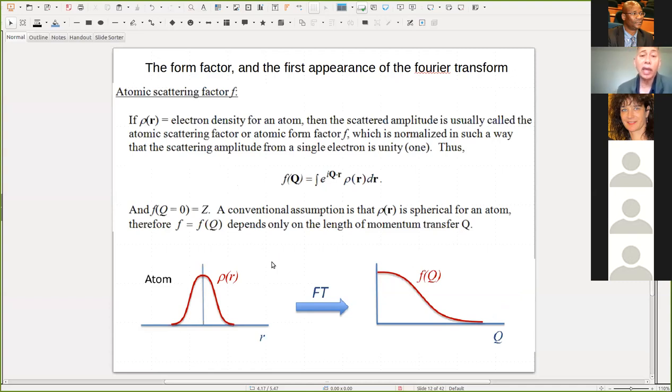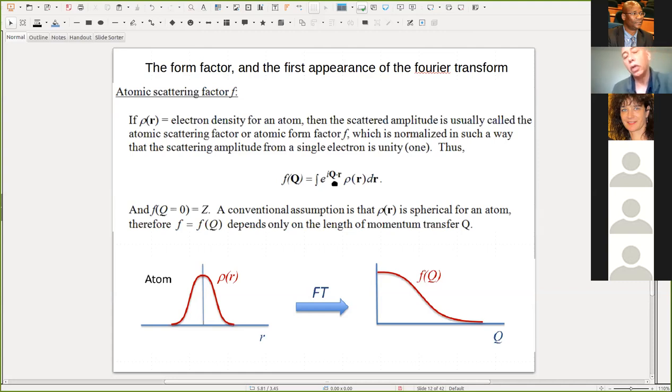So now I've got a beam of photons coming through. I've got an atom sitting there. I want to introduce something called the atomic form factor. And right away, I introduced the Fourier transform. After the fact, I realized I didn't motivate it well enough, but let's take it for granted. I'm going to be using this Fourier transform a lot, at least a couple of times in this presentation.